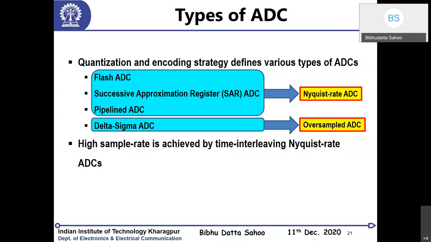If I time interleave in the ideal scenario, I do not have to worry about the spectral characteristic. Let me put it that way. But if I time interleave a delta sigma ADC, if I am not careful, the output spectral characteristics would change. So we have to be really careful when we are time interleaving a delta sigma ADC. Keep in mind, ideal and non-ideal things are different.